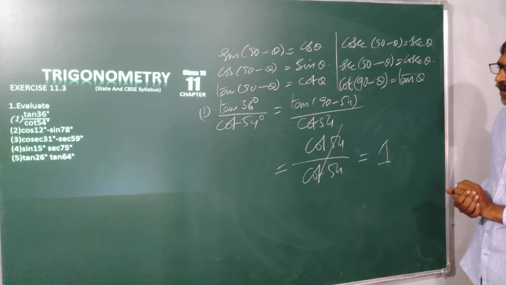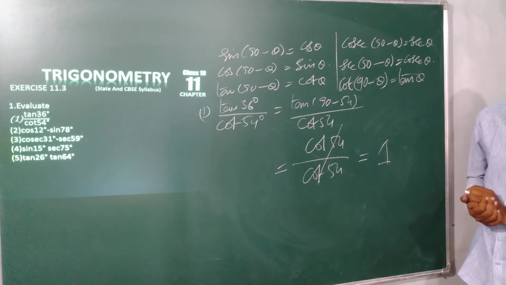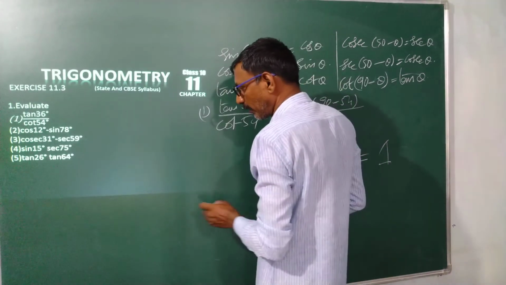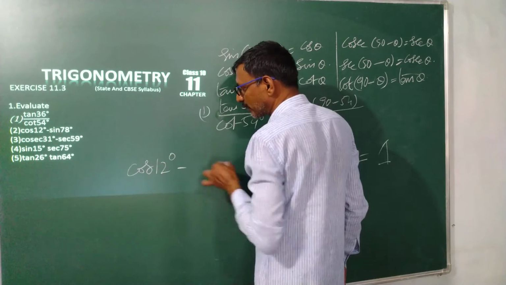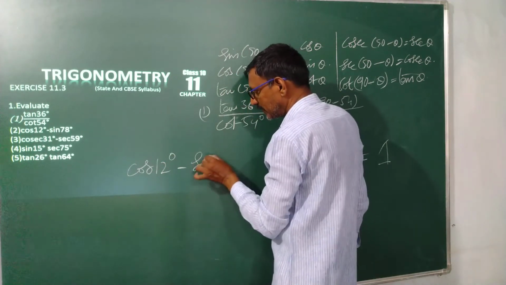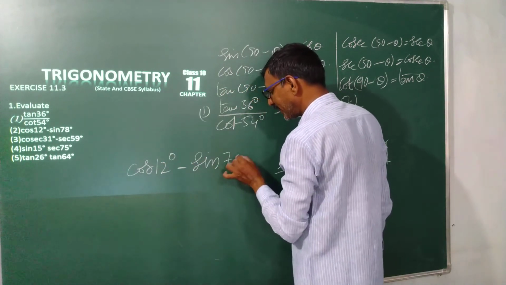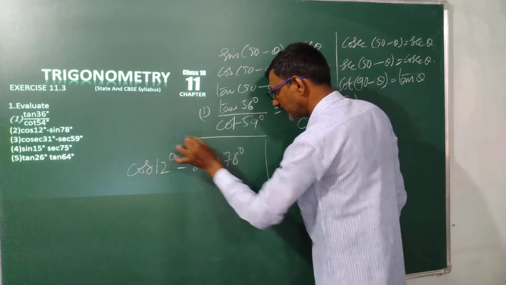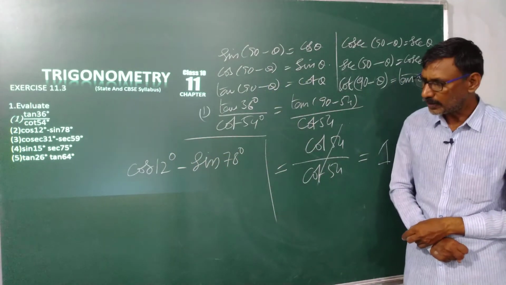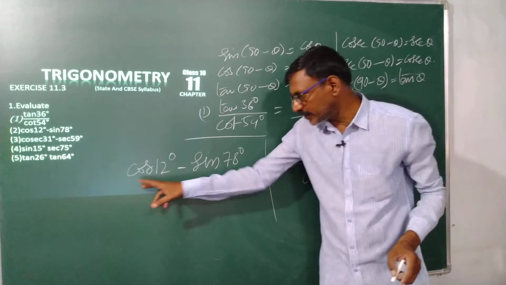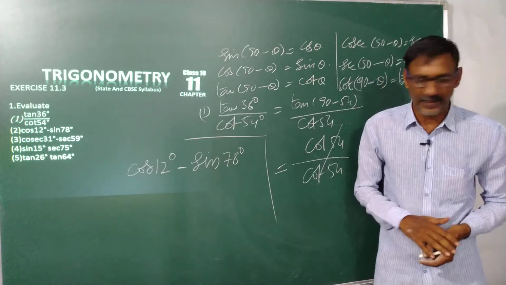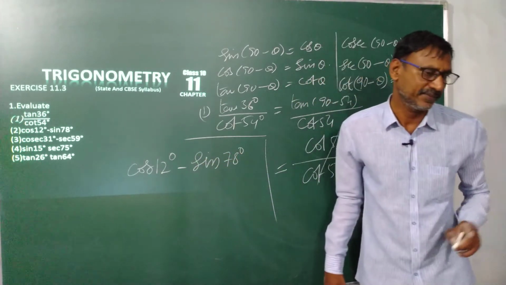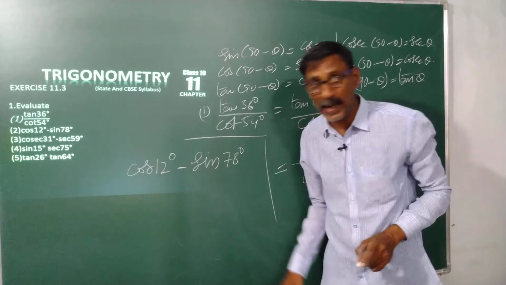In a similar manner, I would like to try the second problem. See the second problem: cos 12 degrees minus sin 78 degrees. This is my one more problem. By observing these two, this angle is 12 and this angle is 78. 78 plus 12 we get 90, because these two are complementary.